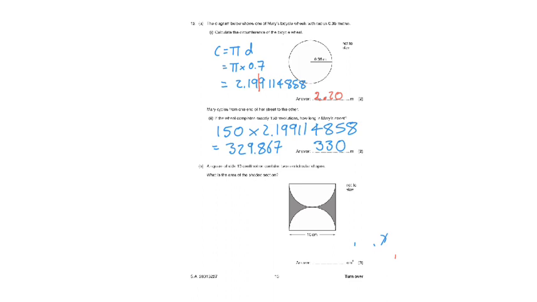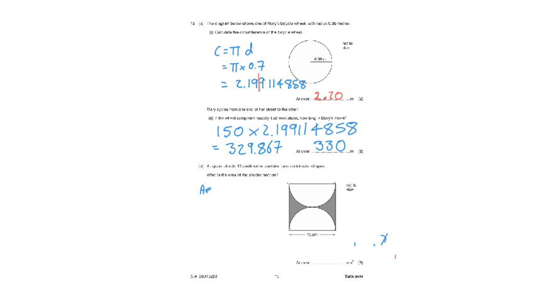Okay, and then this bit, a square of side 10 centimeters contains 2 semicircular shapes. What is the area of the shaded section? Well, they're 2 identical semicircular shapes because look, they start and finish at the same point. So 2 semicircles make up a circle. So we need to find the area of the circle and the area of the square and take them away.